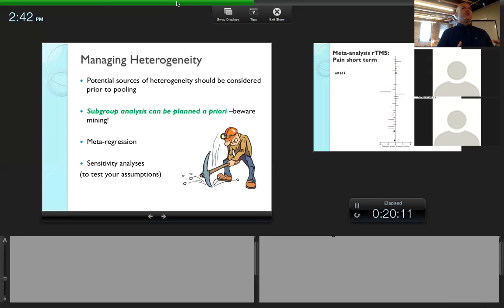There are other tools that you can use, like meta-regression, which essentially performs a regression looking at whether that variable that you think might modify the effect size does actually associate with the size of effect as well. And the other thing that most good reviews will do is test the assumptions of the analytical choices that they make. But we'll come on to that a bit more in a minute.